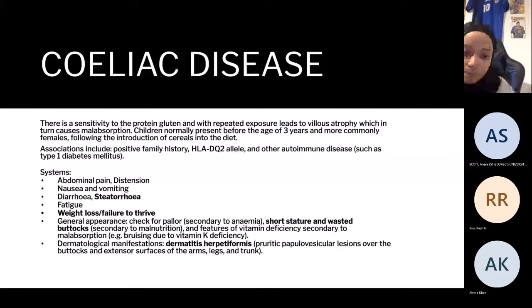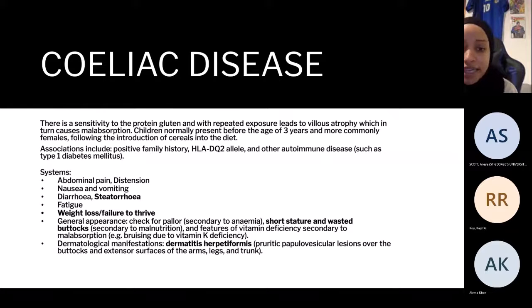So you'll see that their centiles will be dropping, usually more than 2 drops in the centile is very significant. They might have pallor, again, secondary to anemia because they're not able to absorb the iron. They might also get short stature as a result and wasted buttocks. You see that quite a lot, again, secondary to malnutrition and vitamin deficiency as well.